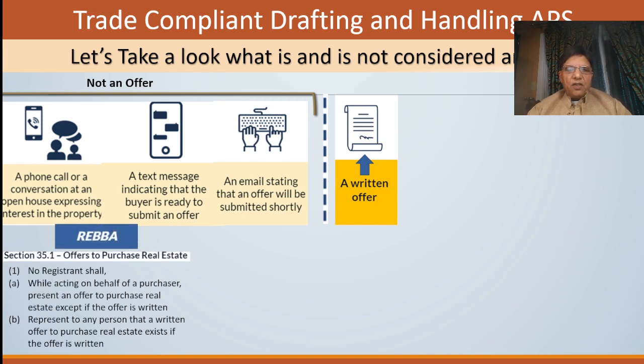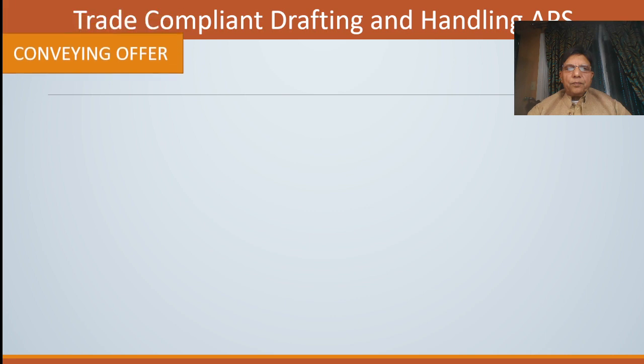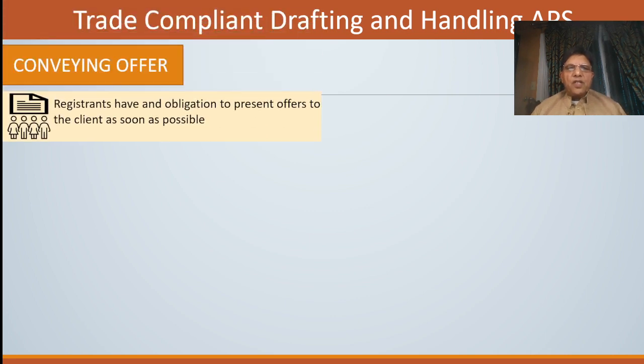No registrant shall. The word shall is very powerful in terms of law, so you need to understand that. While acting on behalf of a purchaser, present an offer to purchase real estate except if the offer is written. So you cannot consider any offer unless it's written. That is what RIBA section 35(1) says: until and unless the offer is written, you cannot consider any communication with you. Could be phone, could be text message, or could be an email. Now, conveying the offer. Registrants have an obligation to present the offer to the client as soon as possible.